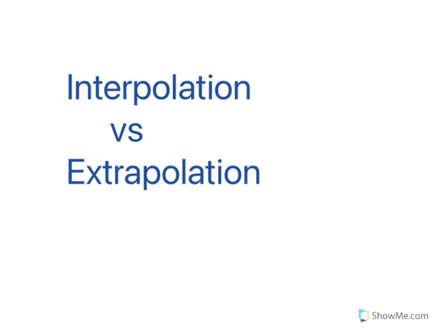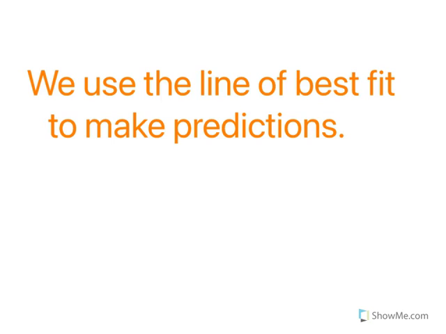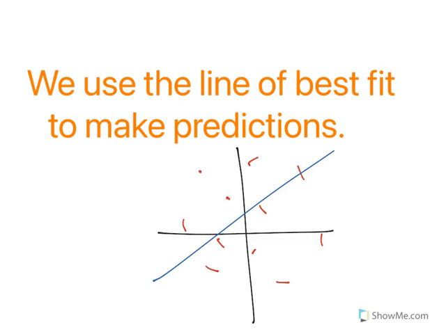Interpolation versus extrapolation. What do these words mean and why do we care? Well, here's the thing. We can use the line of best fit to make predictions. So we're talking about, what if we have a scatter plot? We draw ourselves a line of best fit, and now we can predict.